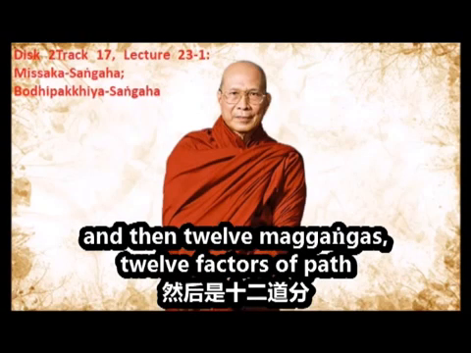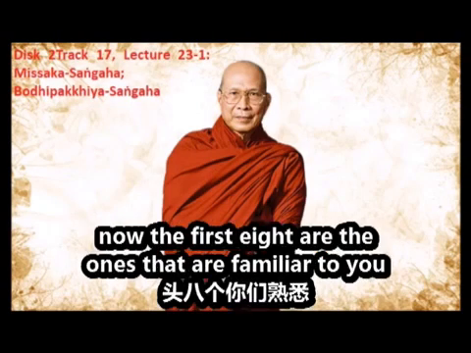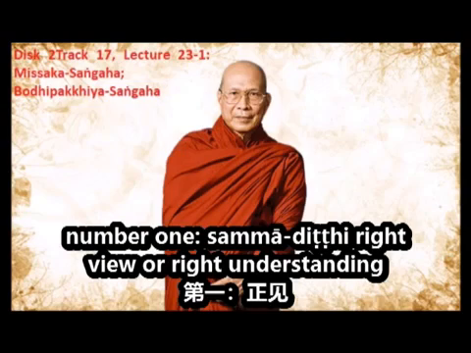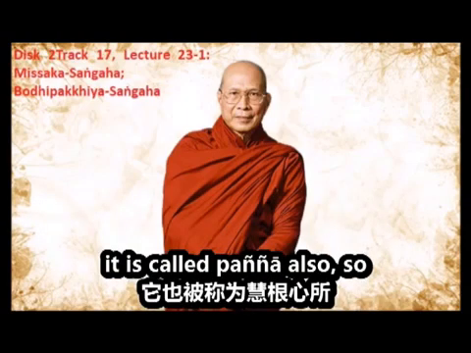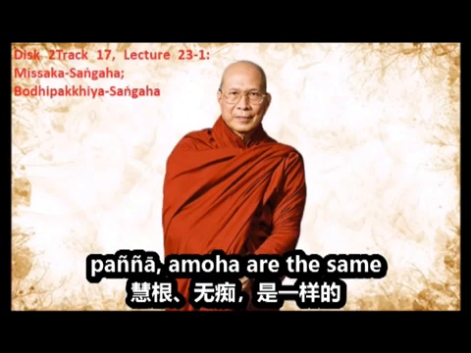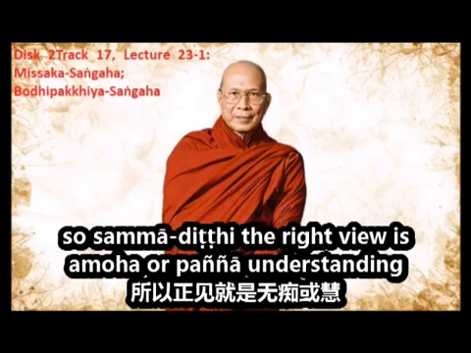And then 12 maggangas, 12 factors of path. Now the first 8 are the ones that are familiar to you. Number 1, samma ditthi, right view or right understanding. And right view or right understanding is, according to Paramattha Dhamma or ultimate reality, the cetasika amoha. It is called panya also. So panya, amoha as a synonym. So sammaditthi, the right view, is amoha or panya, understanding.